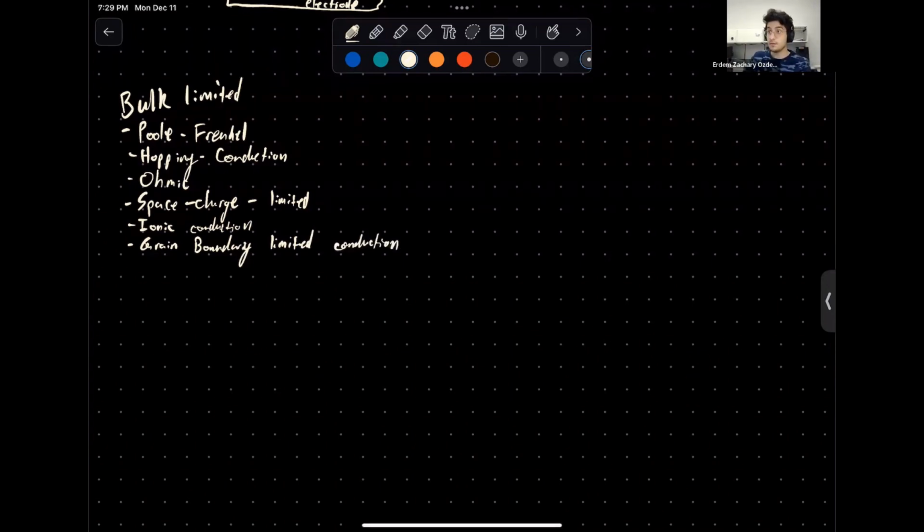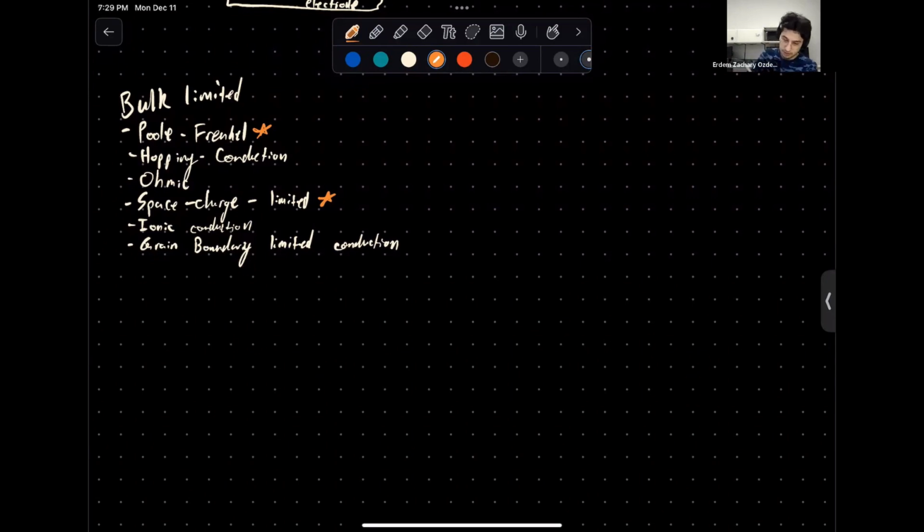And so for this, what I'm going to be focusing on today is the Poole-Frenkel conduction as well as space charge limited conduction, as these are some of the more commonly observed mechanisms. And also I just happen to know a little bit more about them as they have become relevant to the research that I have been doing so far.